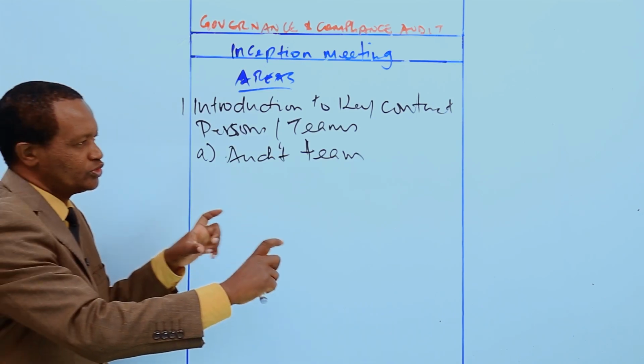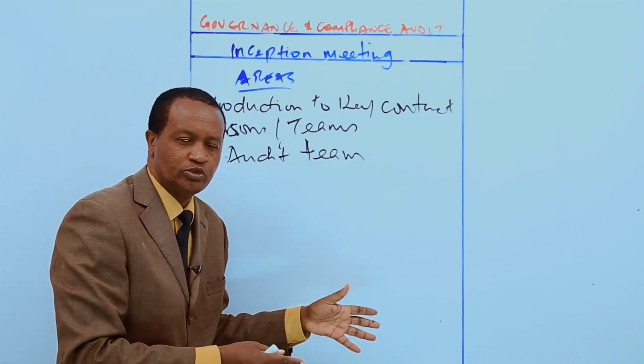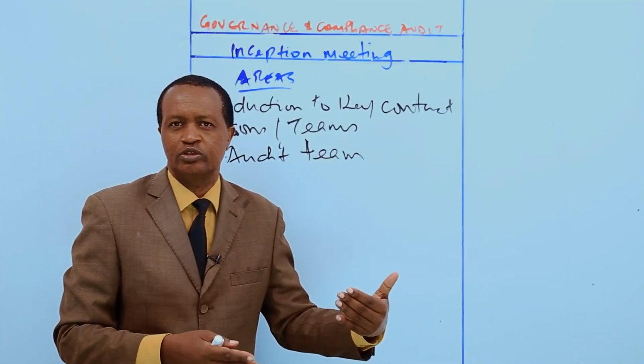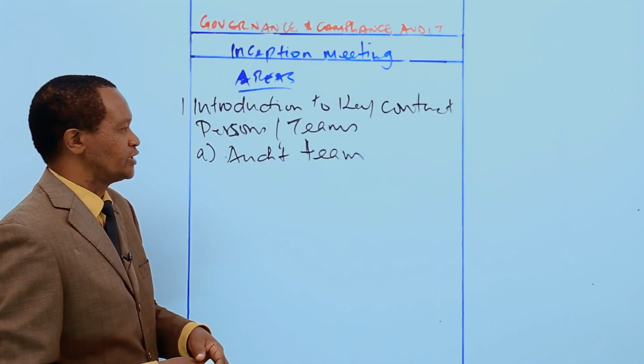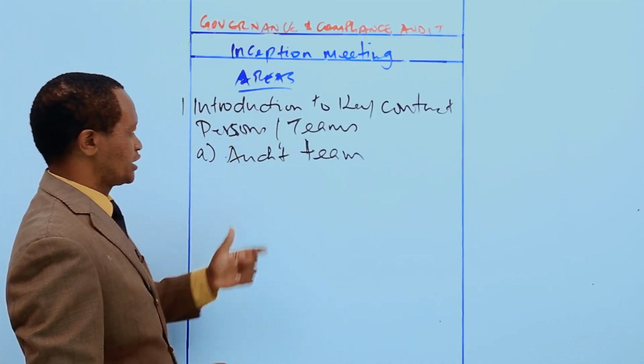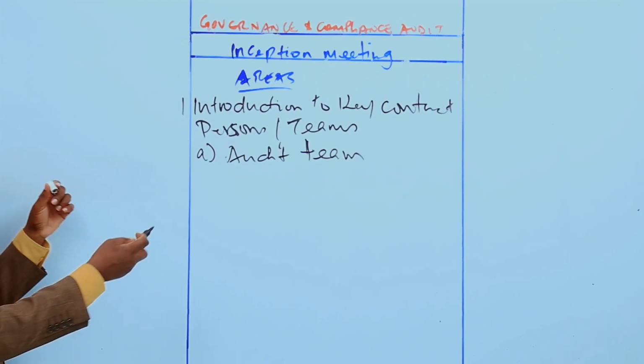They have to be introduced to the company, because these are the individuals who will be visiting the company, so that when the engagement begins, you don't need to carry out introductions again. So that is introduction to key contact persons. You understand? Then you have the client.